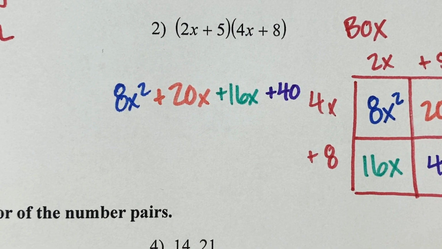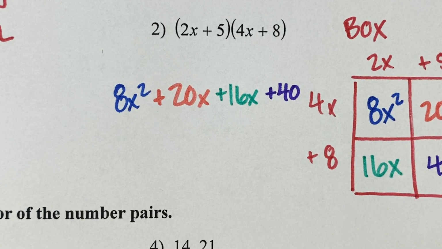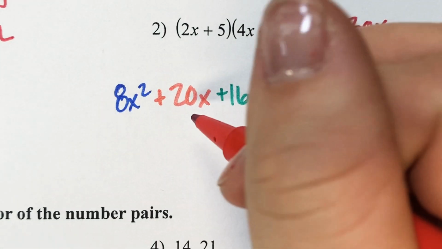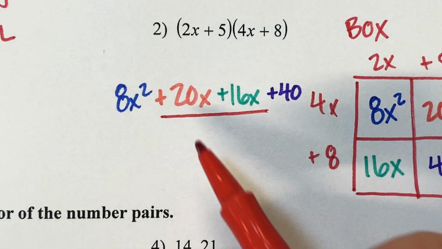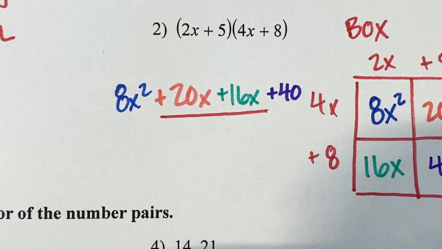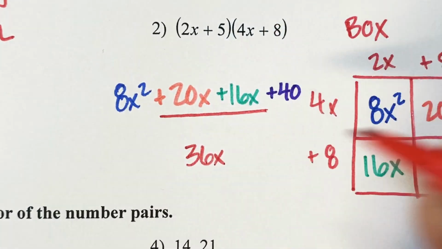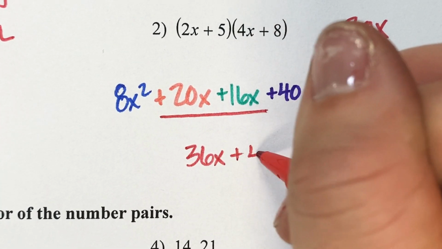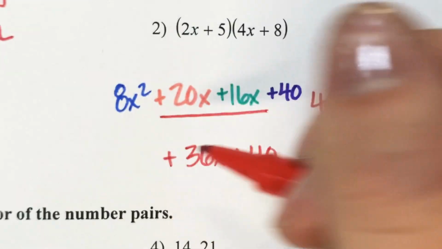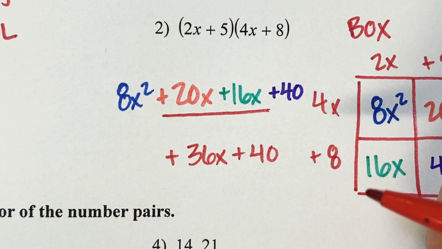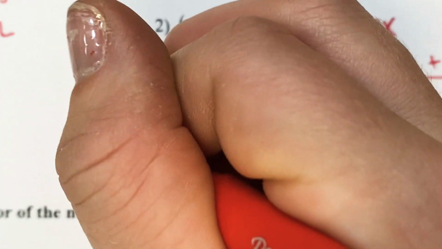Okay, very last step, because we're not quite done, we need to combine like terms. So the same thing here. My only terms that I can combine are the ones with just one x in them. So what is 20 plus 16? That's going to give me 36x in the middle plus 40 on the end. Make sure to put that positive in front of your 36, and 8x squared. And there is our product.